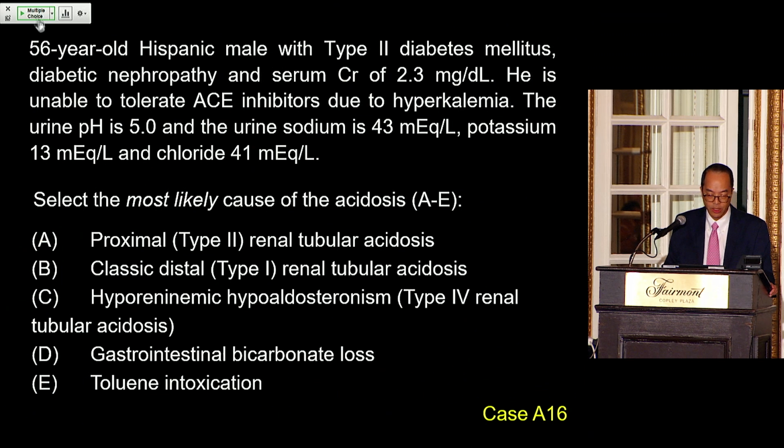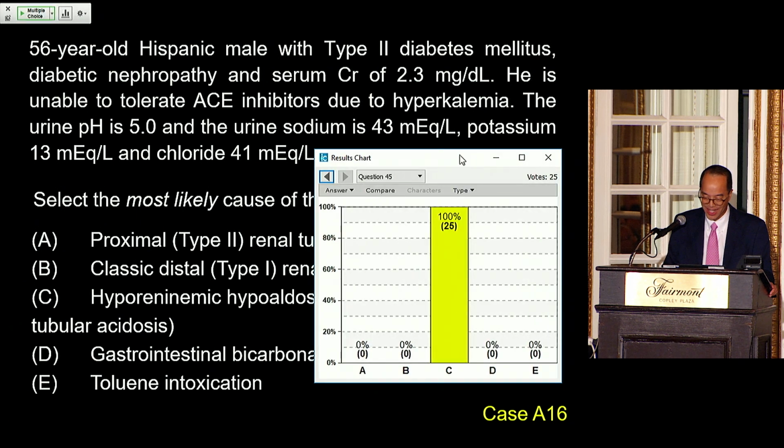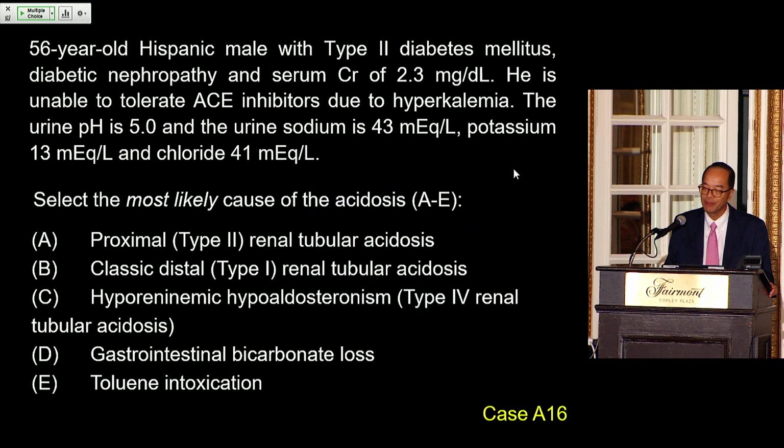Next, a 56-year-old Hispanic male with type 2 diabetes, diabetic nephropathy, creatinine 2.3, urine pH of 5, urine sodium 43, K 13, and chloride 41. Should be able to do these in your sleep. Excellent. 25 right answers. Hyporeninemic hypoaldo, classic.